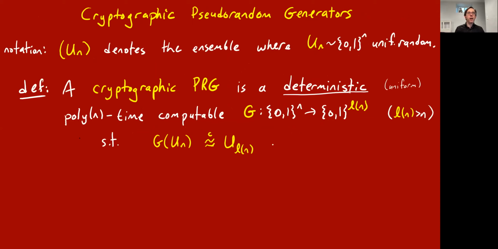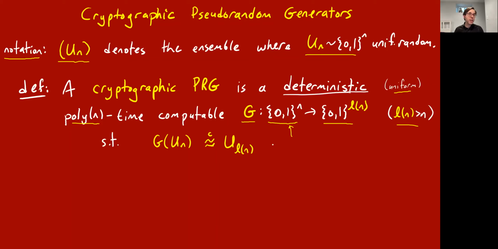Okay, good. So as you can see up here, we need one more piece of notation that's popular in cryptography. If I just write U_n, that means the simple ensemble where the nth string, u_n, is just a uniformly random string of length n. Okay, so a cryptographic PRG is a pseudo-random generator. It's supposed to be a deterministic, and also technically uniform, polynomial time computable function G that takes a string of length n and outputs a string of length L(n), and L(n) should be longer than n. It's supposed to be expanding seeds, or short strings, to longer strings.